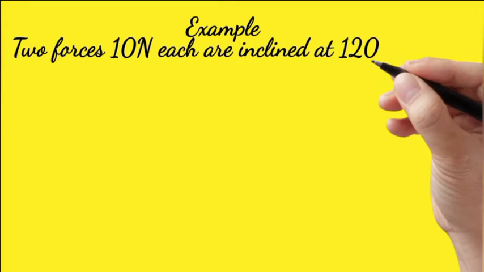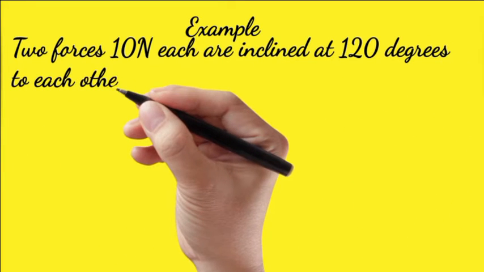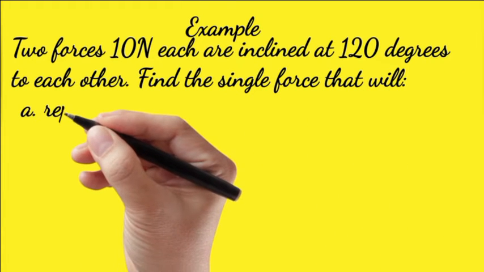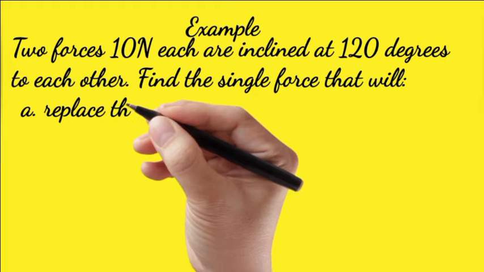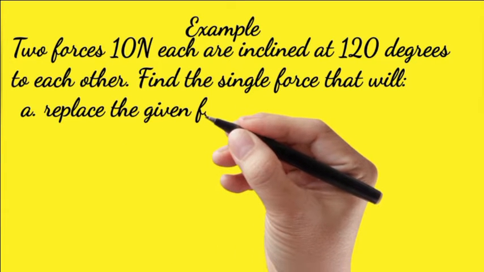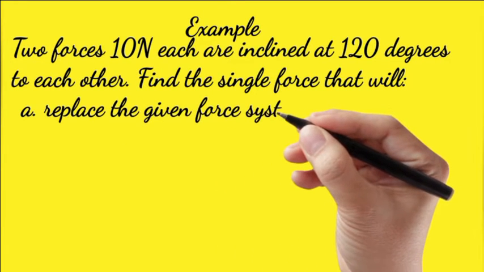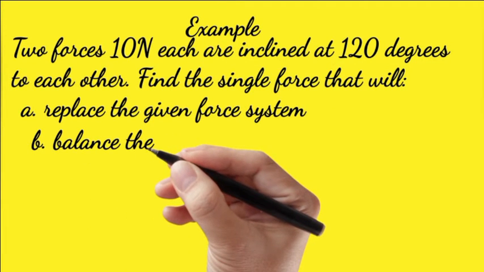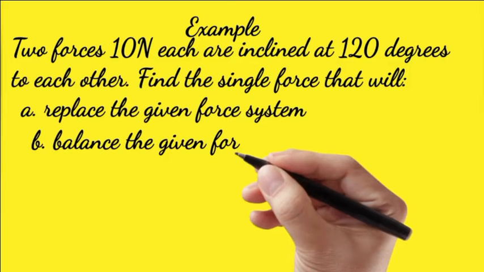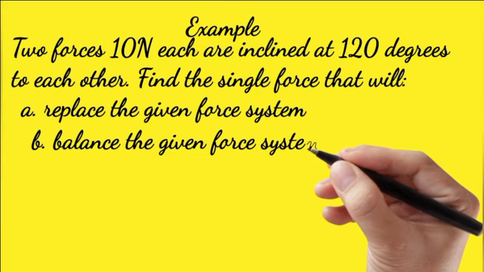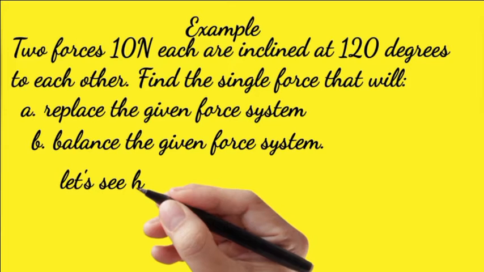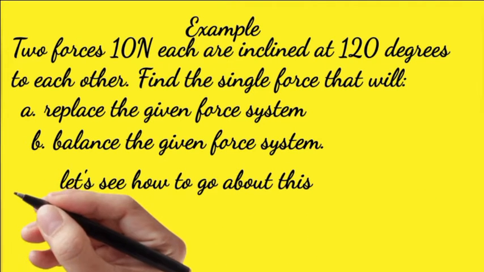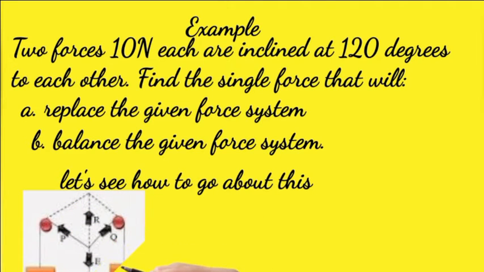Two forces 10 Newton each are inclined at 120 degrees to each other. Find the single force that will A, replace the given system of forces, then B, balance the given system of forces. Of course, you should know that the force that will always replace a given system of forces in effect is the resultant force, while the force that will balance the given system of forces is the equilibrant force. So let's see how to go about that.